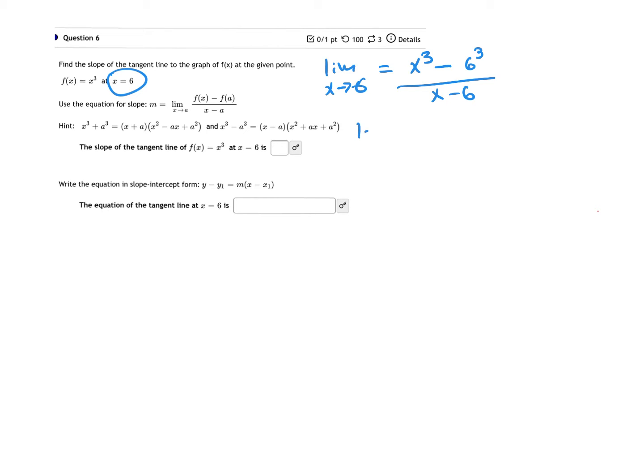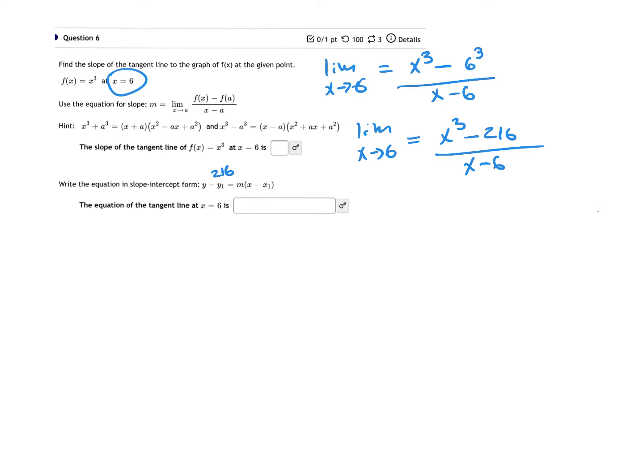So when I simplify this, I'll have the limit as x approaches 6 of x cubed minus, now 6 cubed is 216. So this number here is going to be 216. It's not going to be a negative 216, because the minus comes from out in front. It's just the number that I'm putting in there. It's just the number of 6 cubed over x minus 6.